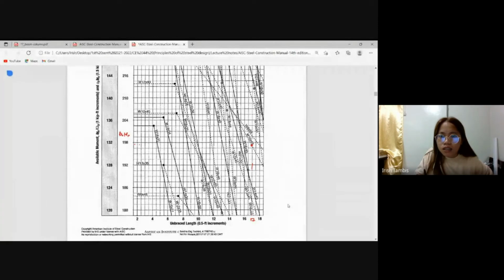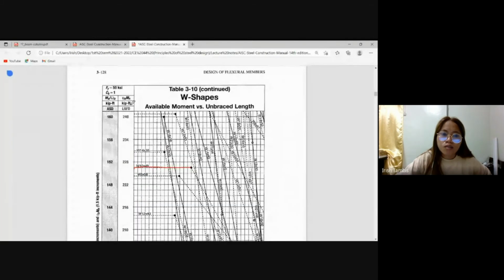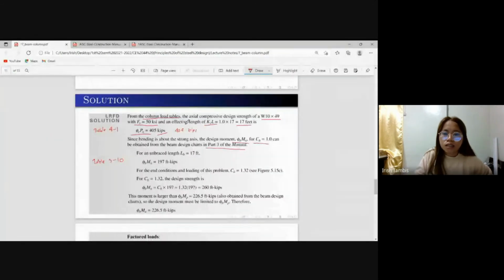So that this point is, I think, 197 kilopounds feet, which is the same with this one, 197, no? Table 3-10. So for the end conditions and loading of this problem, the C sub B is 1.32.